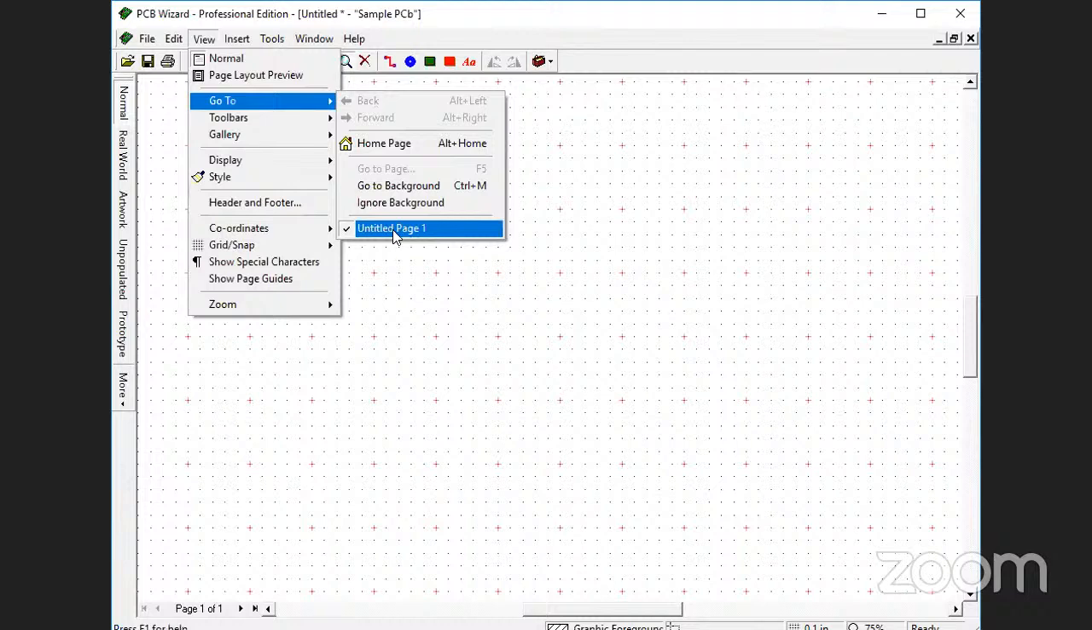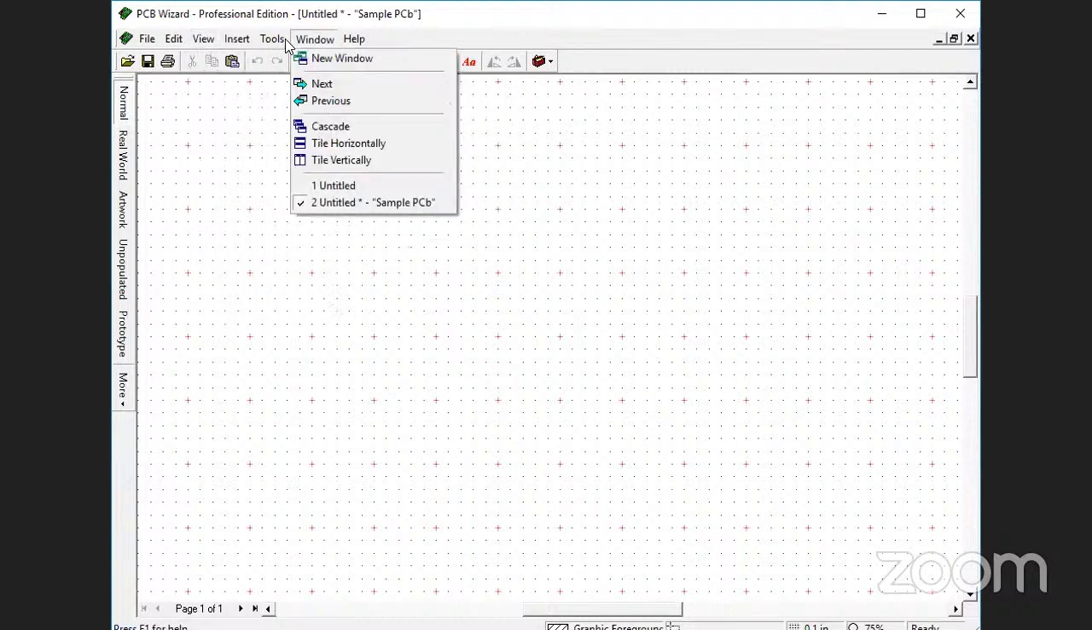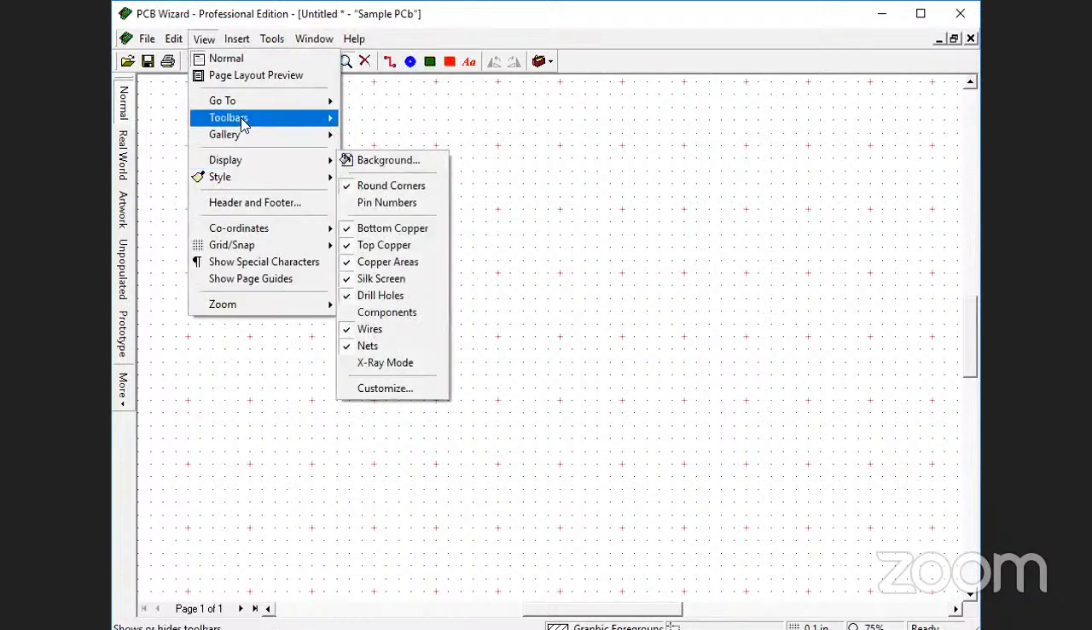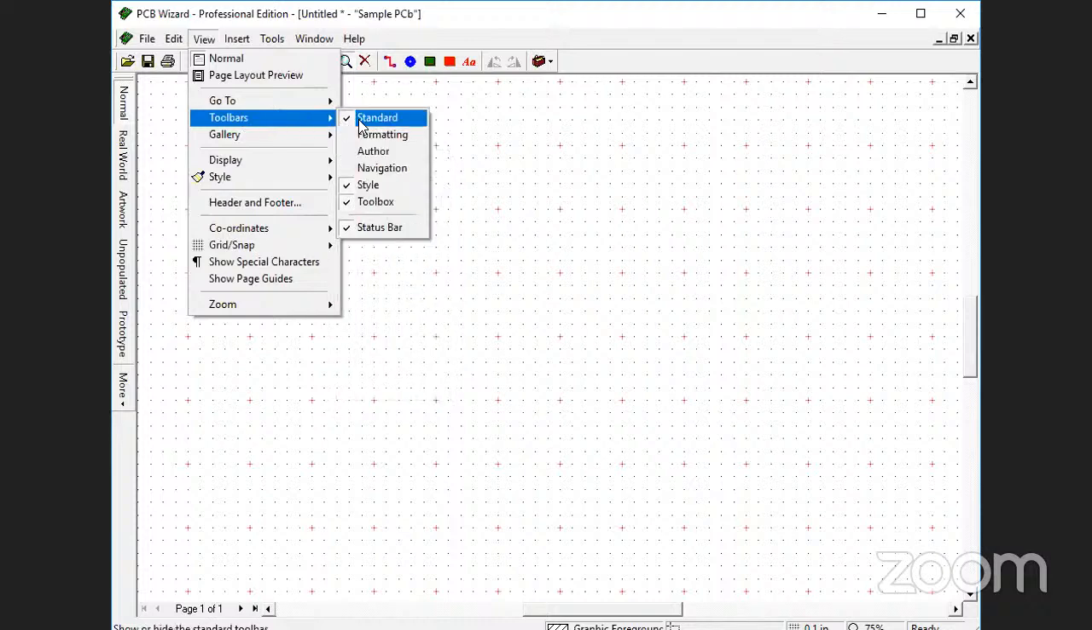So the page I am talking about is the untitled page, because this is the untitled file I am working with, right? Whenever I assign a name to this file, because I have not created any project yet, it is not saved until now. So I need to save it first, then only I can do that. After that, toolbars are there: standard toolbar, formatting toolbar, author toolbar, navigation toolbar, style toolbar, toolbox, status bar.